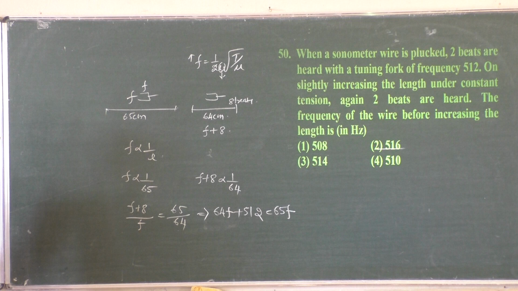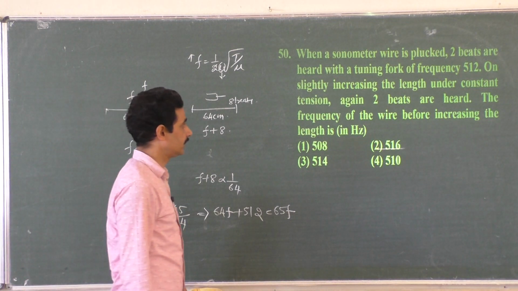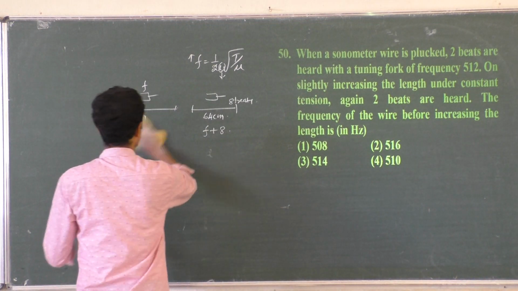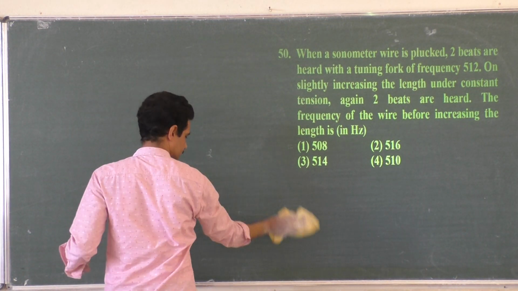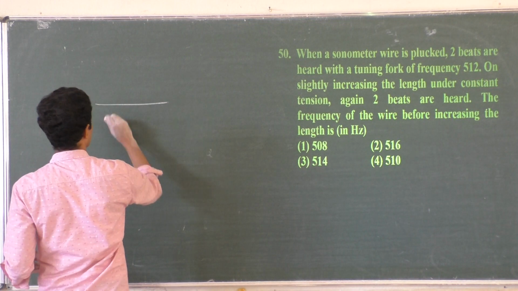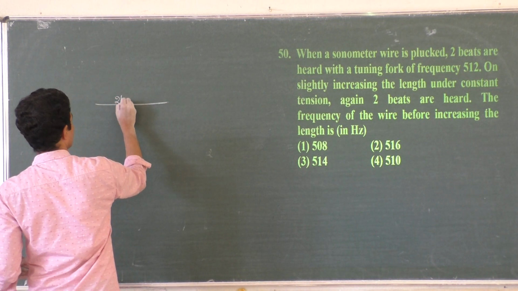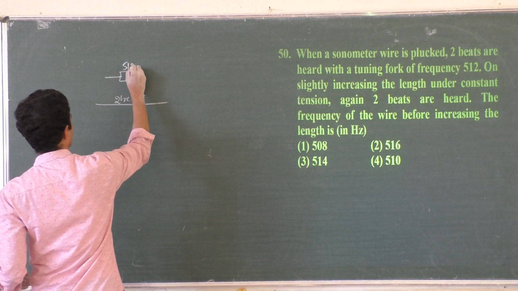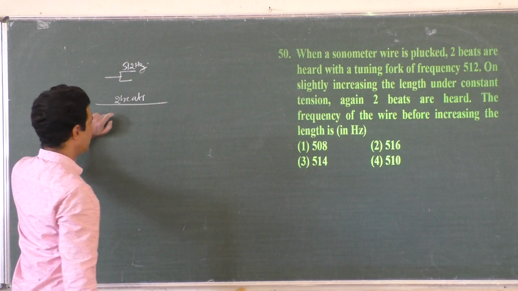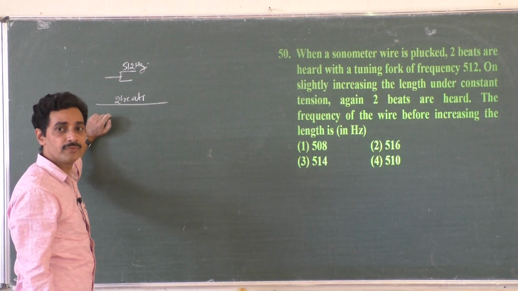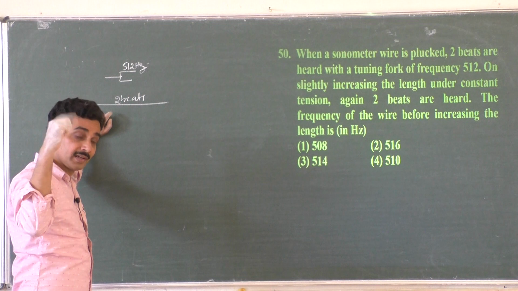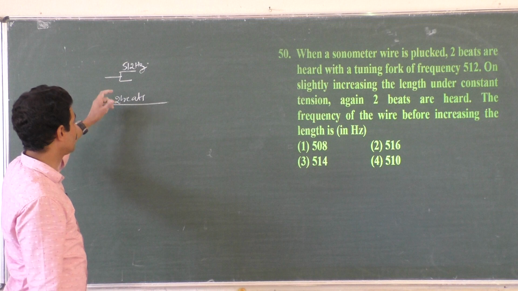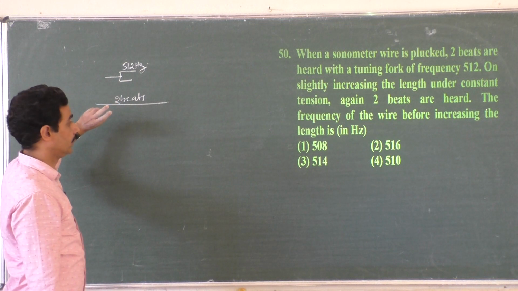When a sonometer wire is plucked, 2 beats are heard with a tuning fork of frequency 512 hertz. What do you mean by that? This should be either 514 or 510. Recall beats, recall that idea. 510 or 514. But how do we come to know whether it is 510 or 514?